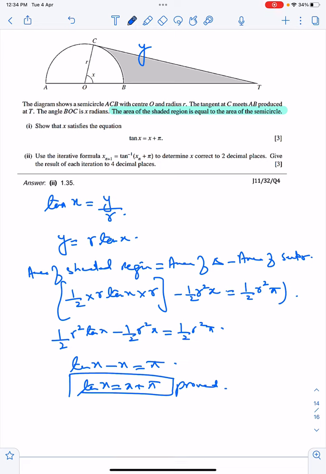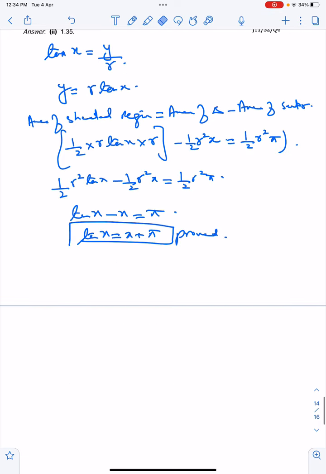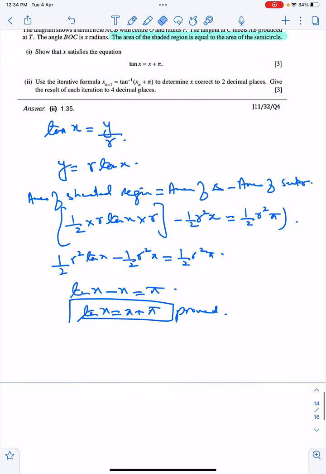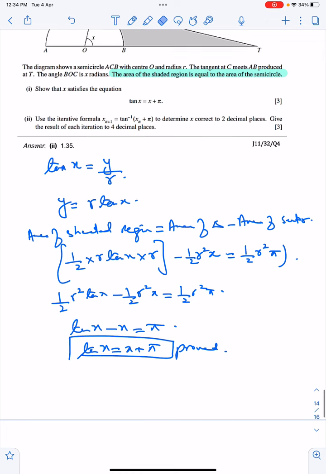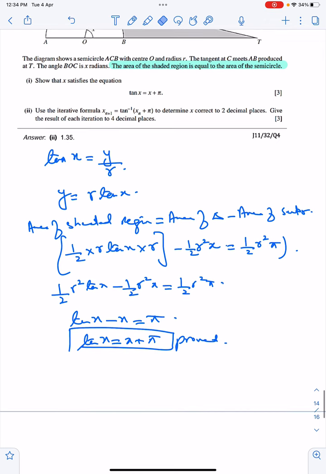Okay. Now, use the iterative formula x equals this to determine x correct to 2 decimal places, giving the result of each iteration to 4 decimal places. What I'm going to do here is just copy the iterative formula.